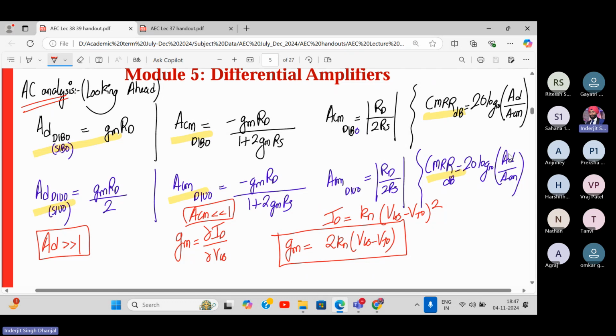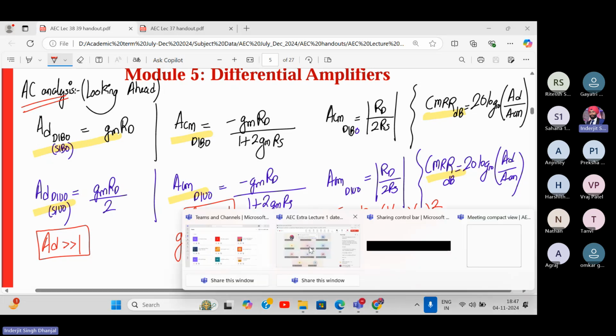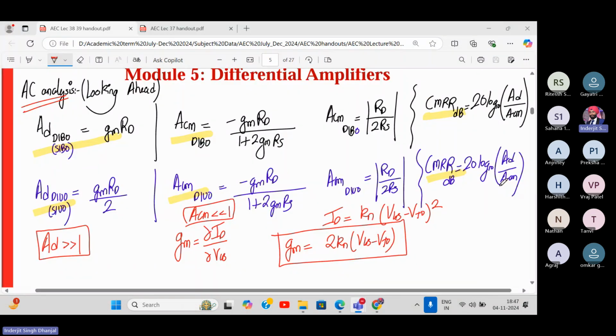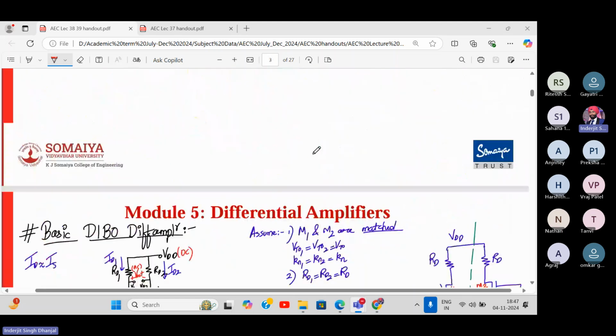Have you noted down? We are going to use these formulas by looking ahead. And then we are going to see the numerical, then we are going to see the derivations for it. Once we complete the derivations, that's it. The differential amplifier module is complete. Have you completed this, students? We are soon going to derive it. Let me show it to you.